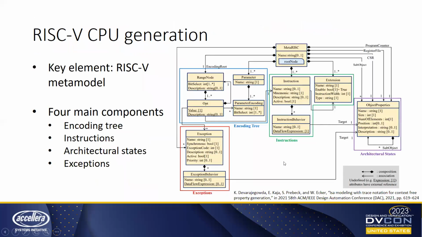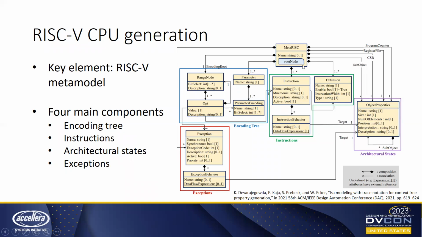Now let's move on with the RISC-V CPU generation. As I said, the meta model is the key element of the MetaRTL framework. And the meta model, which I'm showing in this slide, is this meta RISC-V meta model.